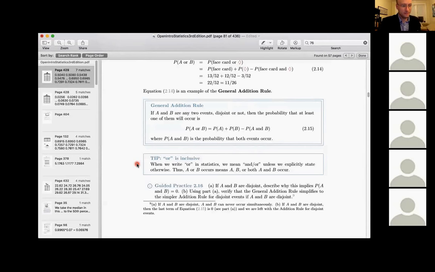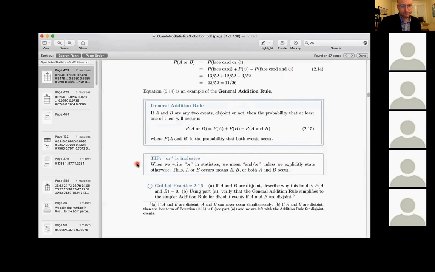So what's the probability of being poor and male? Well, we'd want to subtract the overlap, that "or" probability, if those events are not disjoint.